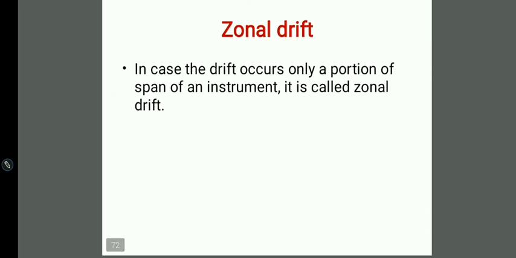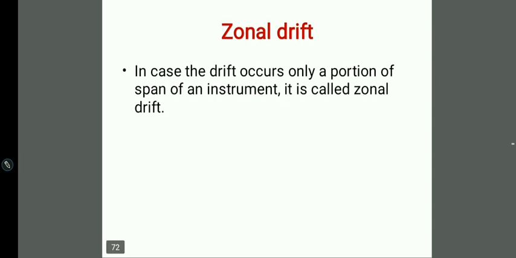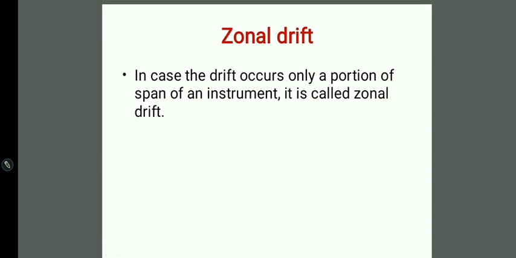The next one is zonal drift. As the name indicates, it applies to only a particular zone of the measurement range. It is not happening all over the measurement, but is limited to a particular zone of the measurement region. That is, in case drift occurs in only a portion of the span of the instrument, it is called zonal drift.